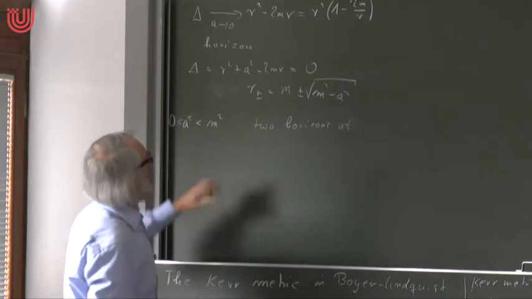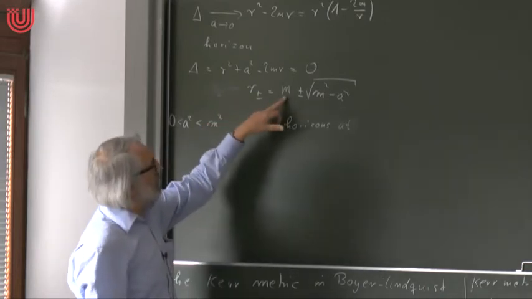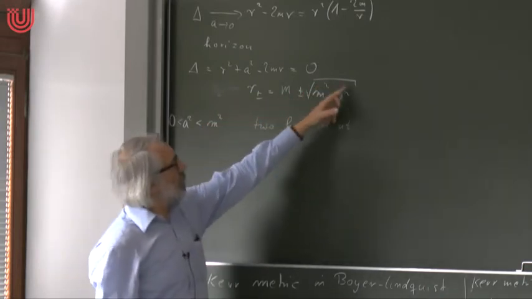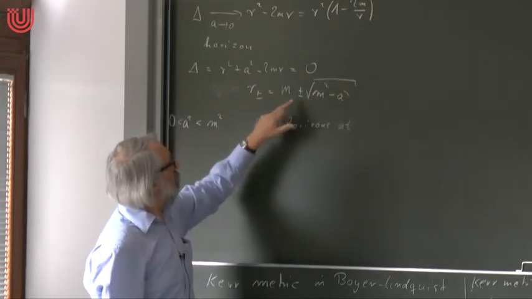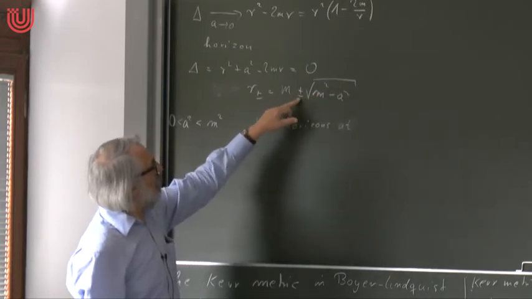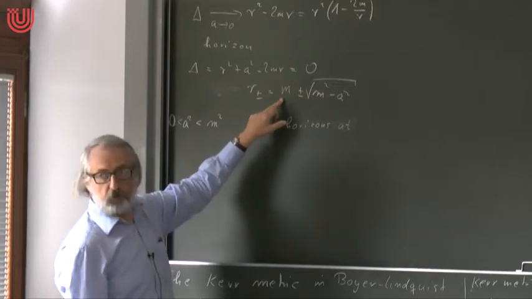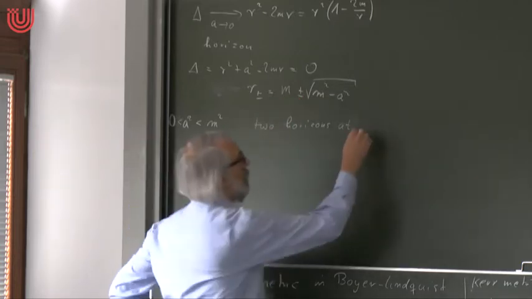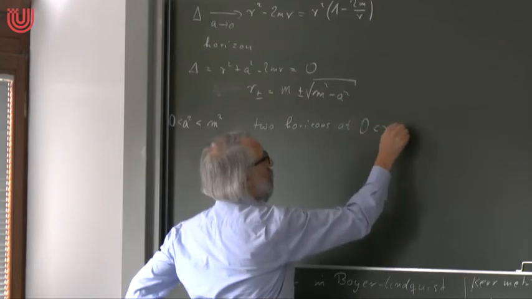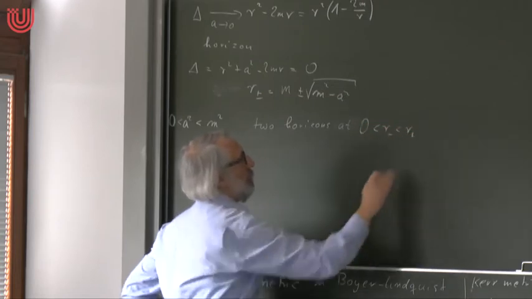And where are they? Well, both solutions are real and positive, right? Because a squared is smaller than m squared. This means what I subtract here, in the case of the minus sign, is smaller than the m, so it's still positive, also for the negative sign. So I have 0, then r minus, and then r plus.